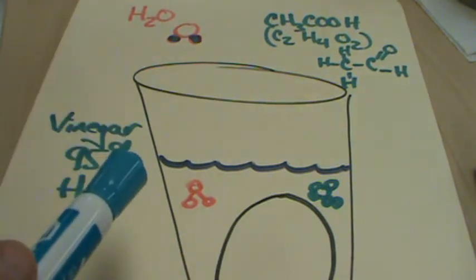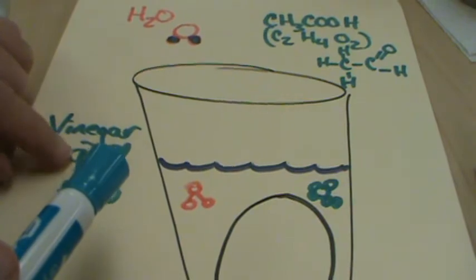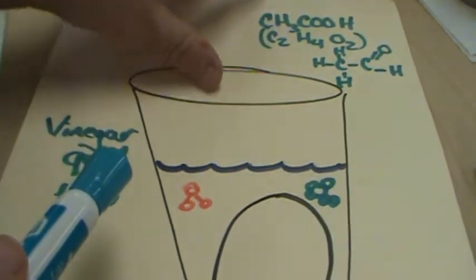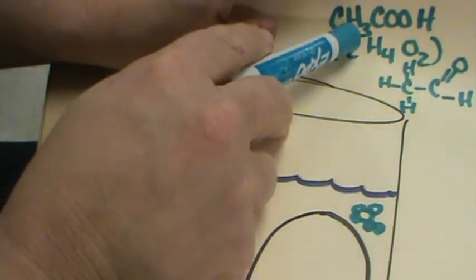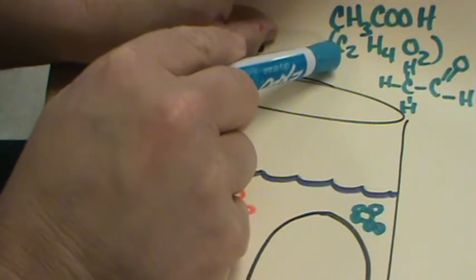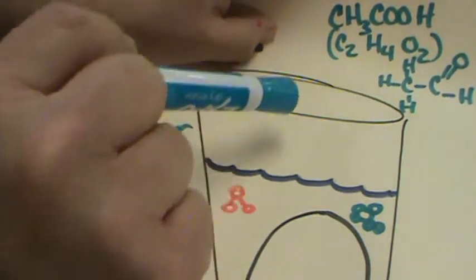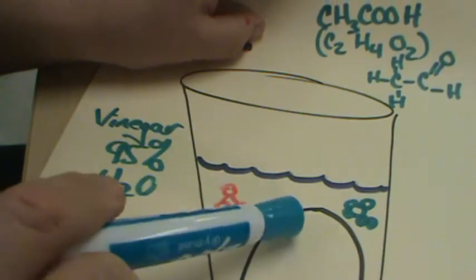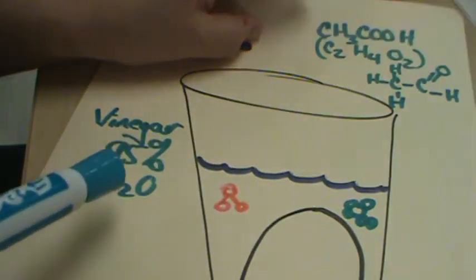All right. The acetic acid in vinegar, because that's the other part, the 5%, the acetic acid is this huge molecule up here called CH3COOH, or C2H4O2. And that molecule looks like that. It is a huge molecule. Takes up much more space in the liquid than the water molecules do.